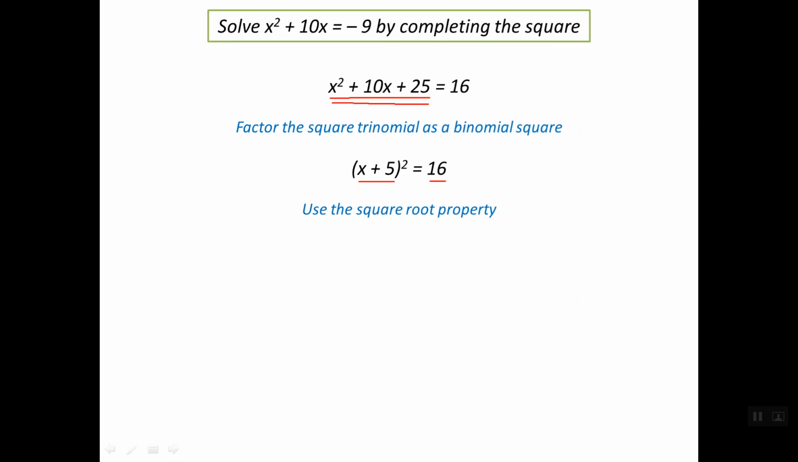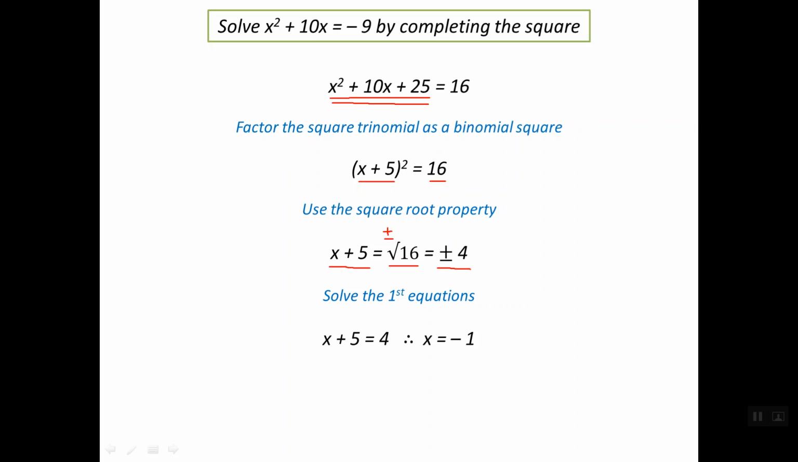Now we use the square root property. We take the square root of both sides of the equation. For the left side, the square root of x plus 5 all squared is x plus 5. And for the right side, we have two solutions, which is plus or minus the square root of 16, and the square root of 16 is simply 4. So x plus 5 is equal to plus or minus 4. So we now have two linear equations. We can solve for x.